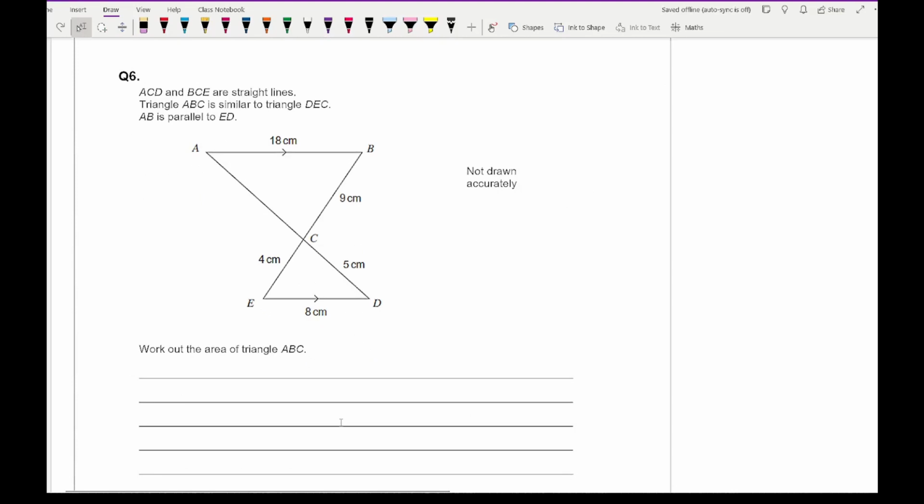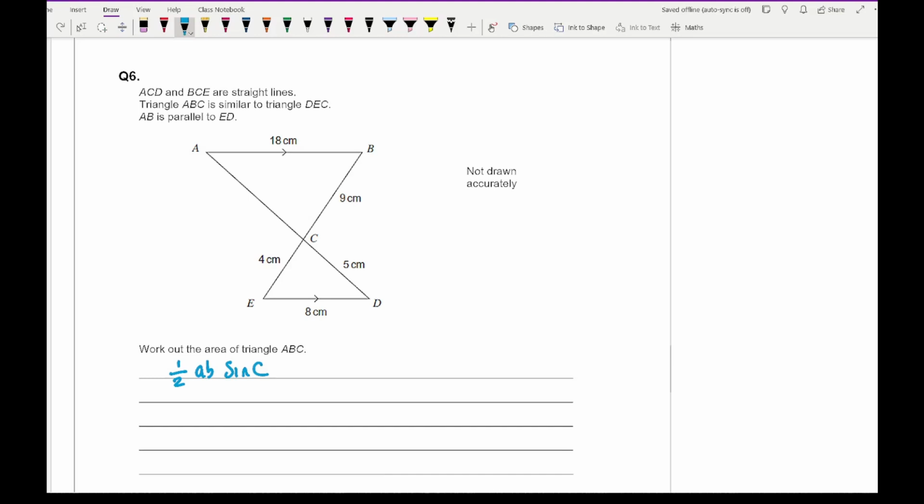Moving on to question 6, it says ACD and BCE are straight lines. Triangle ABC is similar to the triangle DEC, and the question is asking us to work out the area of ABC. So we want to work out the area of that triangle. Now to work out the area of the triangle, I'm going to need to use a half ab sine C, because I don't know the height. I do know the base of that, which is 18, but I don't know the height.